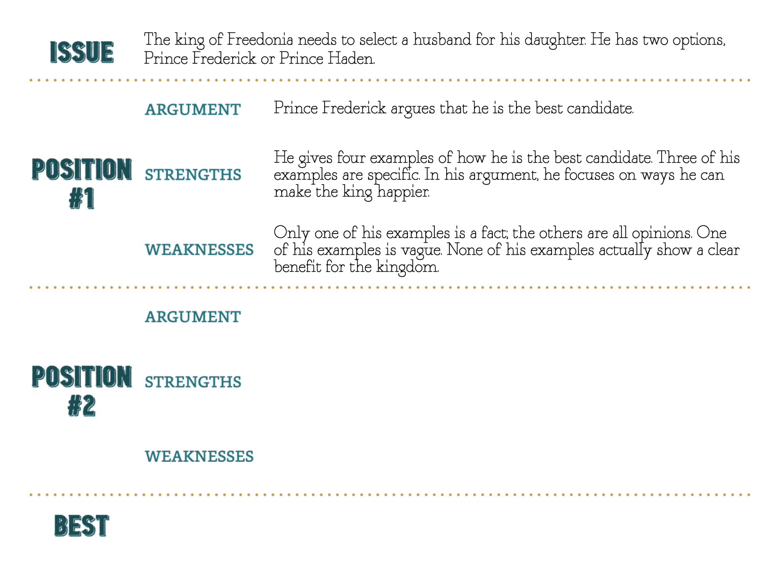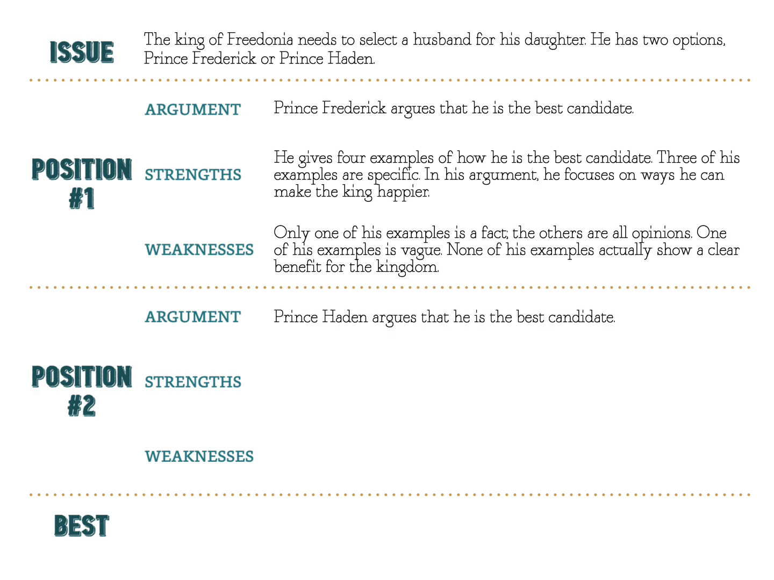Now, the weakness is only one of his examples is a fact, the others are all opinions. One of his examples is vague, will do many great things for you, that's too vague. None of his examples actually show a clear benefit for the kingdom, however. That's a pretty big weakness.